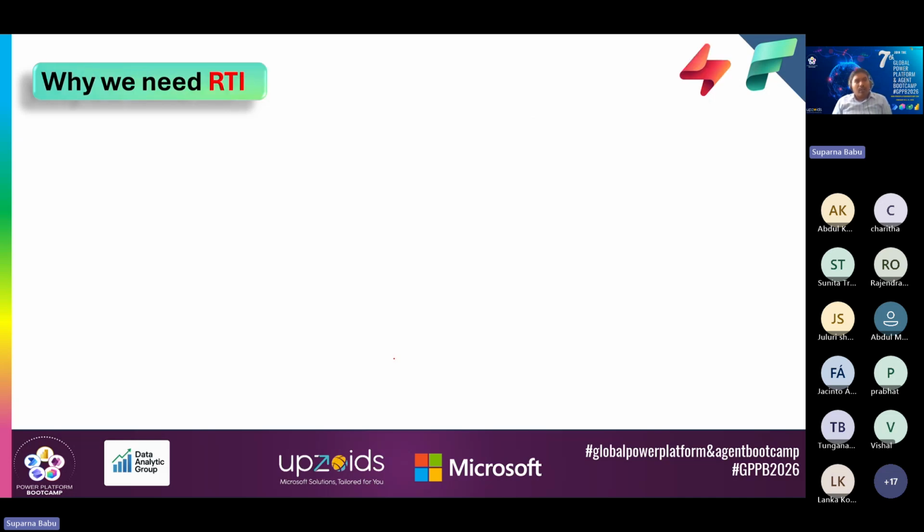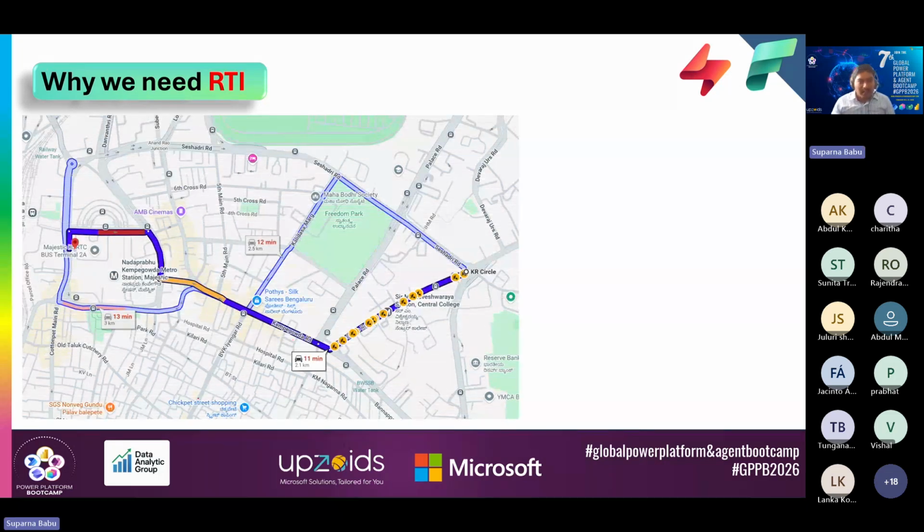Now, why do we need RTI? Right before stepping into the session, I took a snapshot from Google Maps. Let me show that to you. Can anyone tell me what this is? I'll tell you, this is from Bangalore, from KR Circle to Majestic. If anyone is from Bangalore, they will know KR Circle and Majestic. I planned to travel from KR Circle to Majestic. Here, some portion of the road is showing blue color, some portion is showing yellow, and again some portion is showing red.